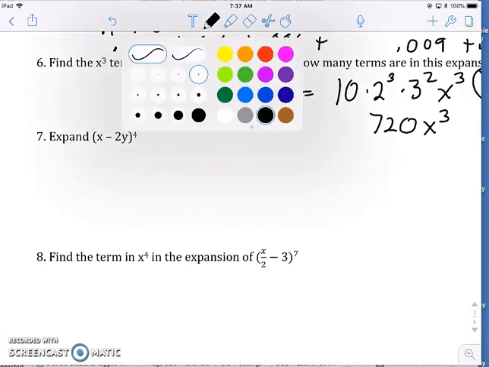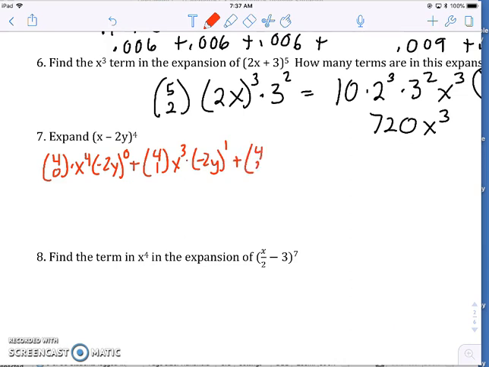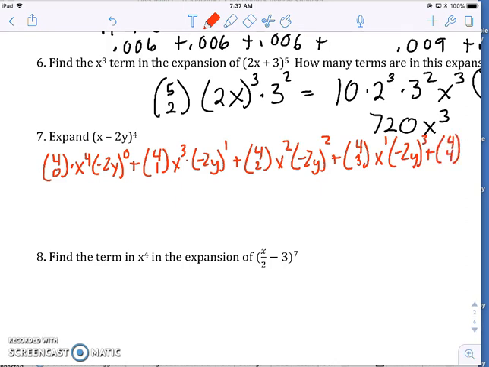All right, so we're asked to expand this. So our first one, 4c0, x to the fourth, negative 2y to the 0, plus 4c1, x to the third times negative 2y to the first, plus 4c2, x squared, negative 2y squared, plus 4c3, x to the first, negative 2y to the third, plus 4c4, x to the 0, negative 2y to the fourth.